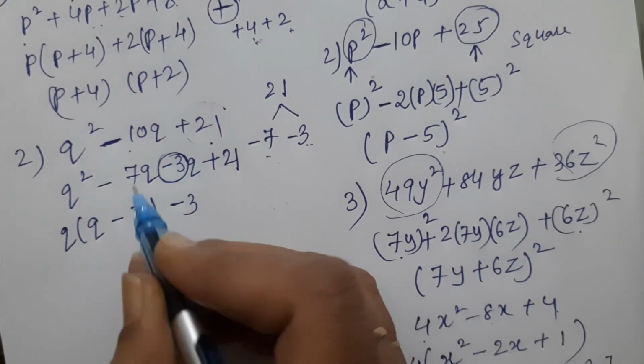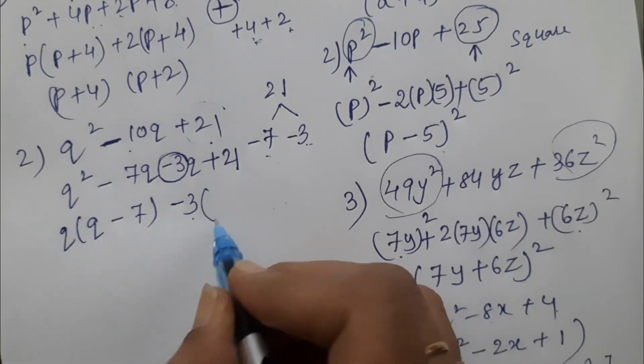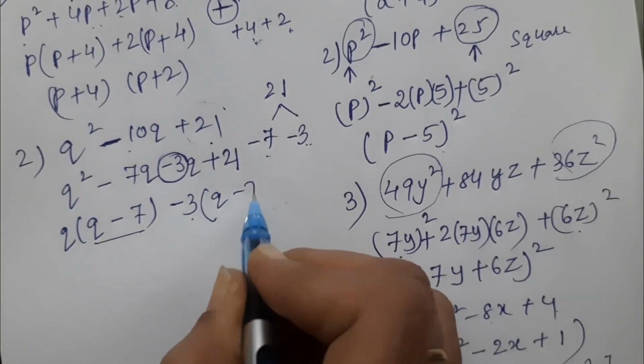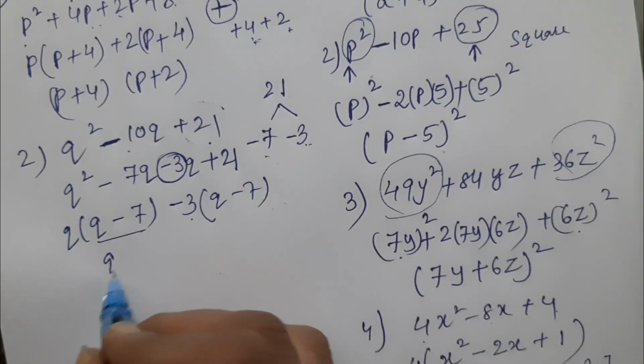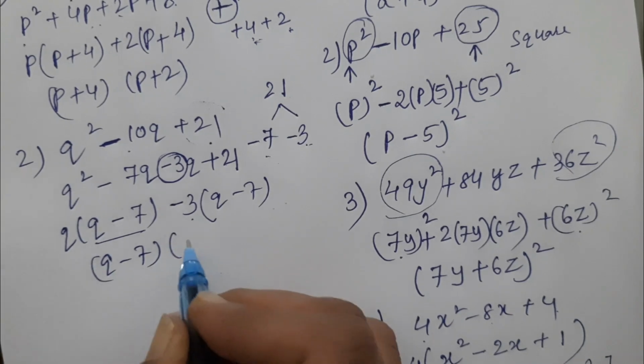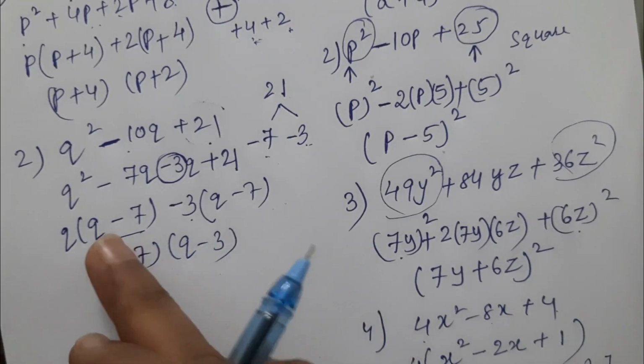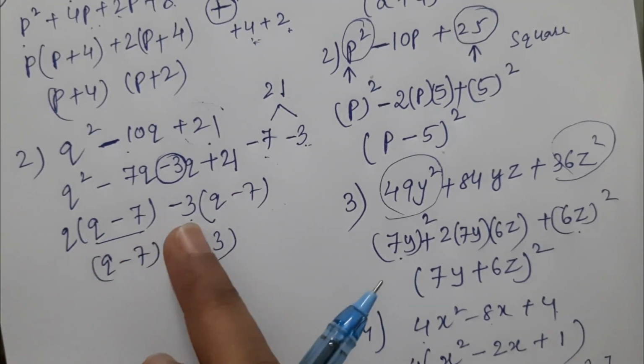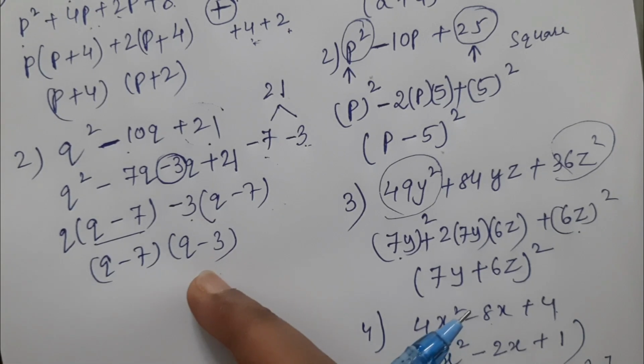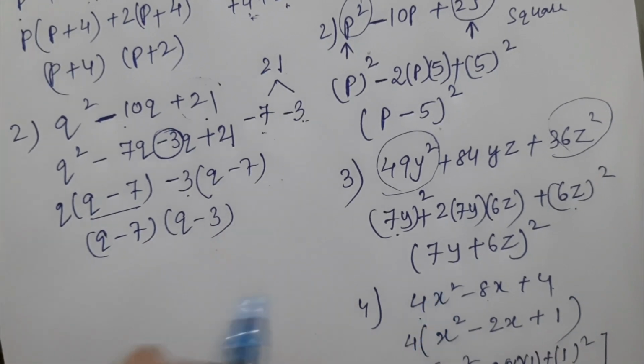So whatever the number you are seeing, write down the complete number and repeat the bracket q minus 7. So q minus 7 is one of the brackets and q minus 3. So we'll be making one bracket here and whatever numbers we took common, that will make another bracket. So this is the final answer.